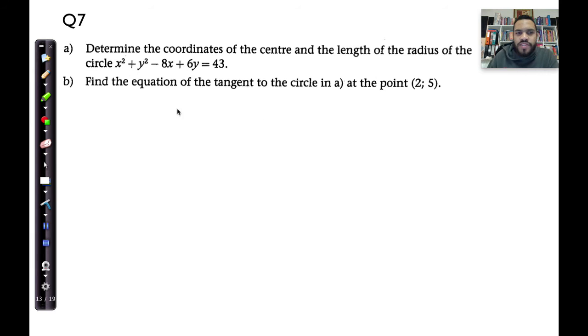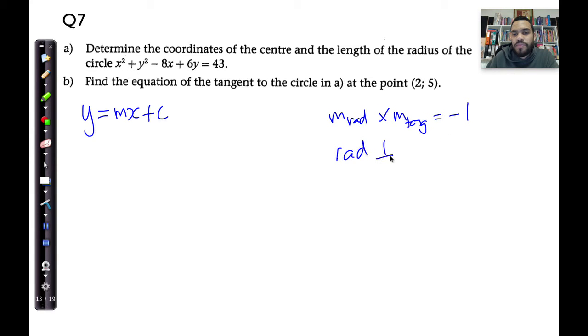Okay, anyway, so we want the equation of a tangent. We know the tangent is y equals mx plus c, right? And that m is the gradient. Now, using the axiom that we know of, the product of the gradients, m radius multiplied by m tangent, is equal to -1. That means that the radius is perpendicular to the tangent, right? So let's see if we can find the gradient of the radius.